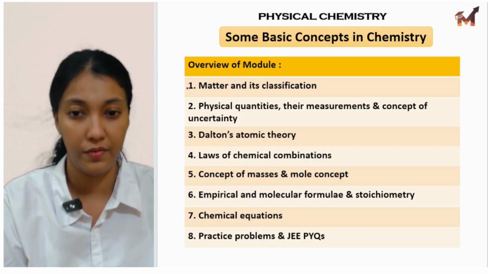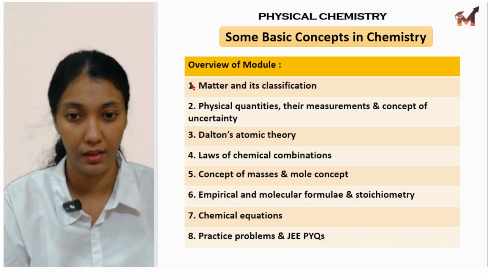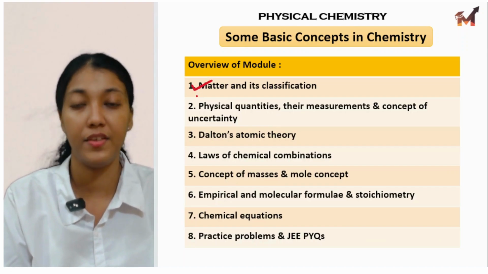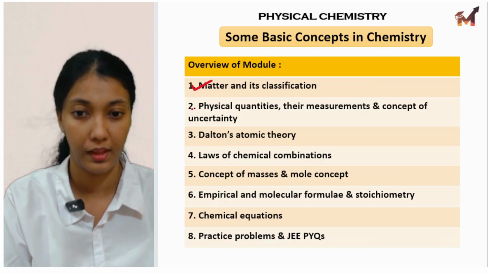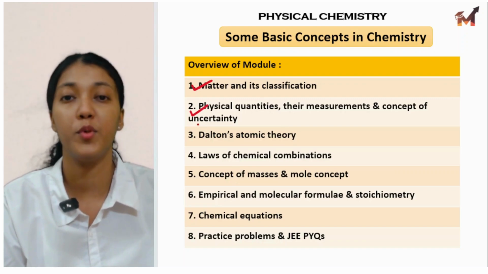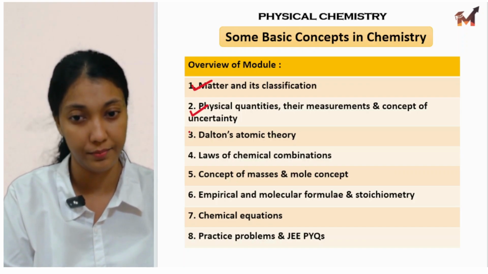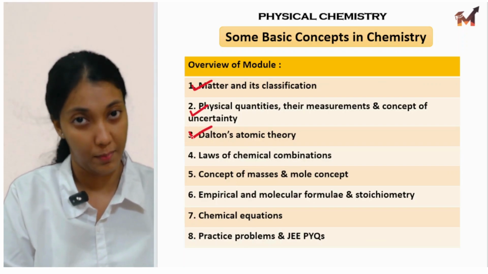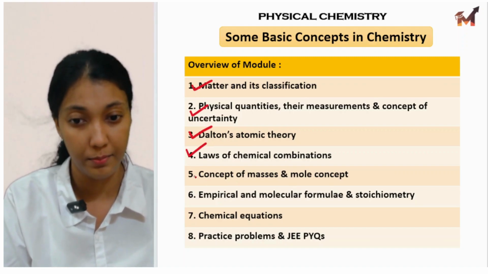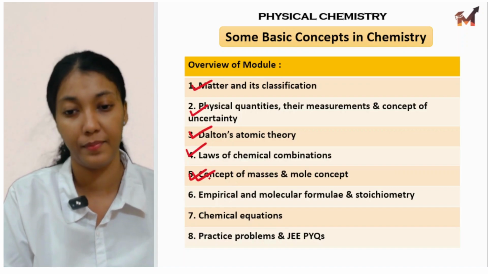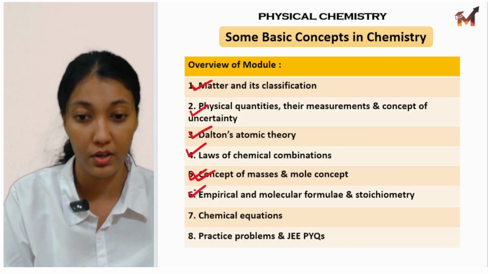This is a recap topic which we have studied in our previous classes, matter and classification. Next, related to that, we have physical quantities, unke measurements, and the concept uncertainty. Then we have the most important and the first relevant atomic theory, which is Dalton's atomic theory. फिर आता है laws of chemical combinations. Concept of masses and mole concept, very, very important. Empirical and molecular formula and stoichiometry, again, very, very important.